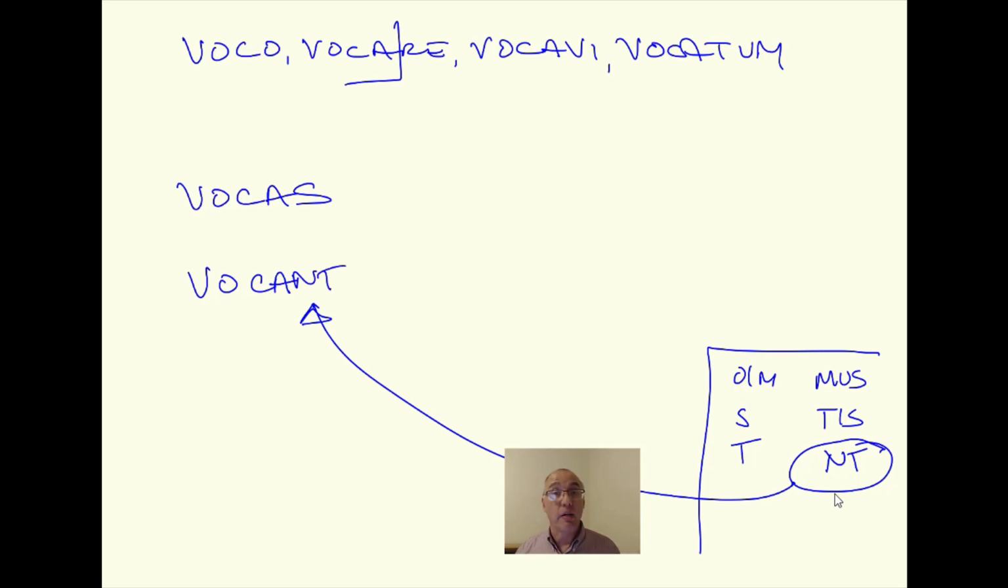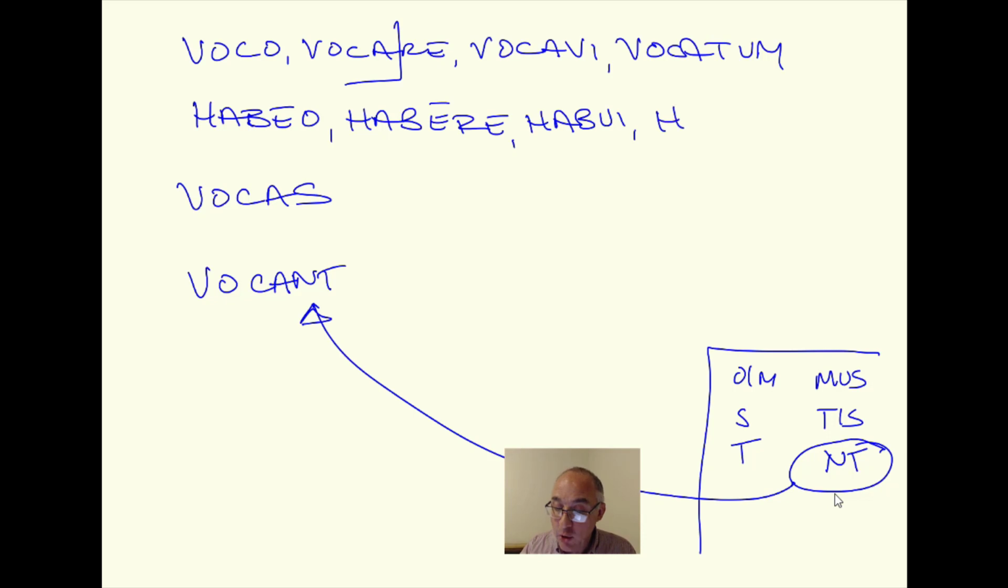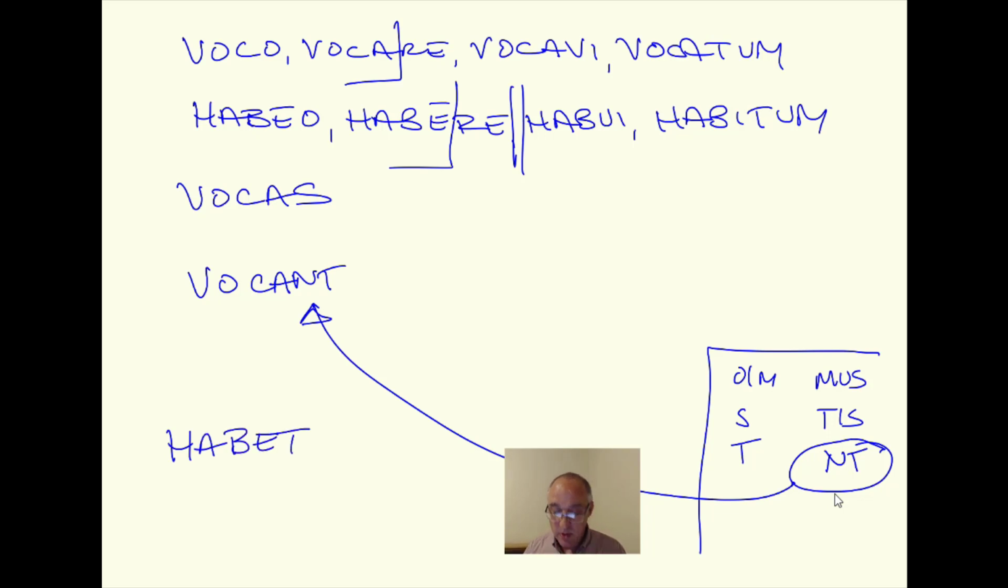Any Latin verb I throw in here? Even one that doesn't end in an ARE, but one that is in this dictionary, this chapter. Habeo, habere, habui, habitum. Same thing, we're going to draw the double line just so we know we're not dealing with those yet. Memorize them, memorize them. Habere, great. Habet. Go backwards. There's some habeing going on. And who's doing it? Well, this T tells me that it is he, she, or it.